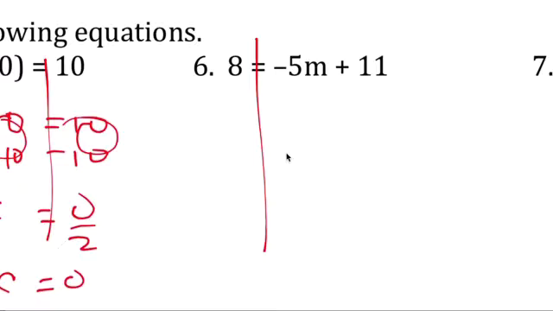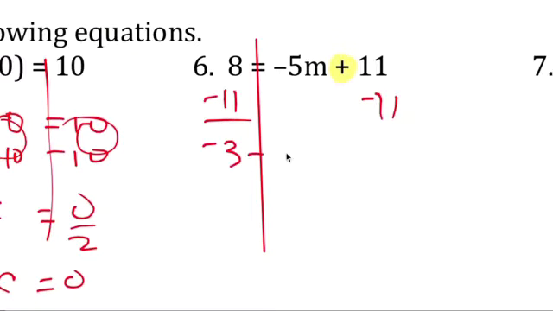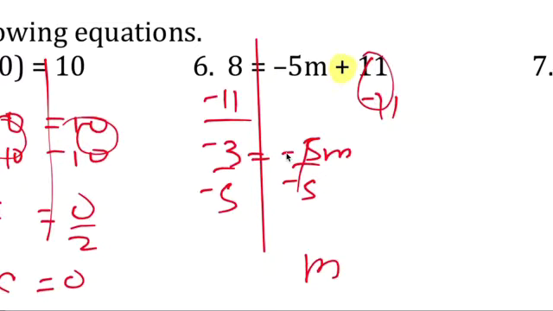Right here, you make 0 because of the plus sign. Make 0 to 11, minus 11, you get negative 3 there. You get 3m. Divide by negative 5. M, two negatives when you're dividing is a positive. 3 over 5.